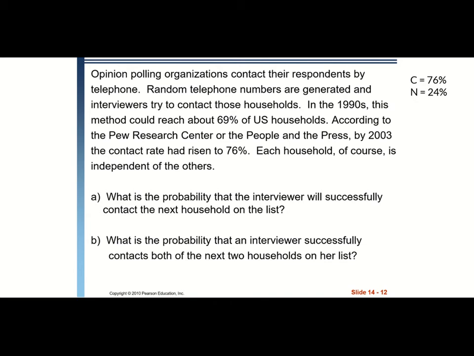For simplicity, for the rest of the problem, I'm going to let the variable C represent a household that they made contact with, and N represent a household that they didn't make contact with. So the answer to A is just 76%.